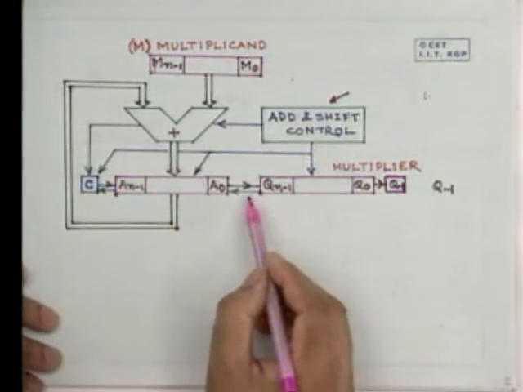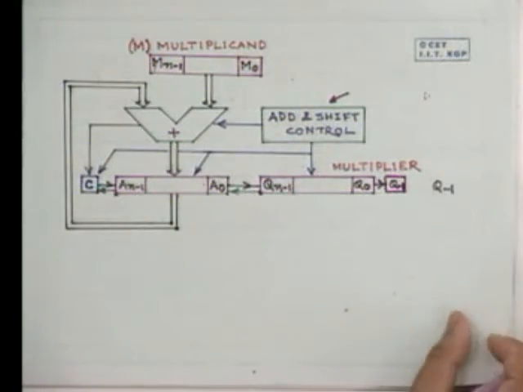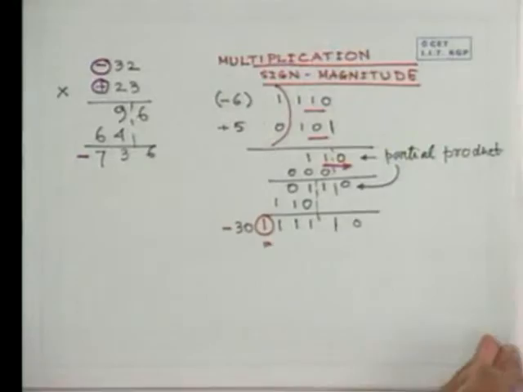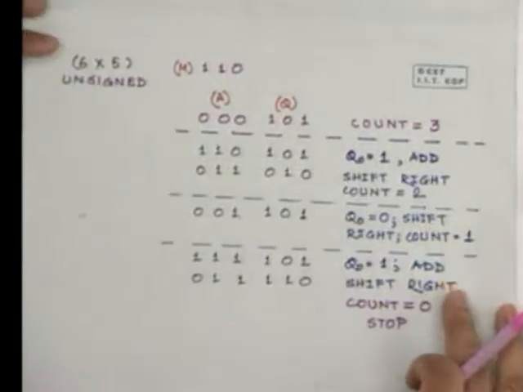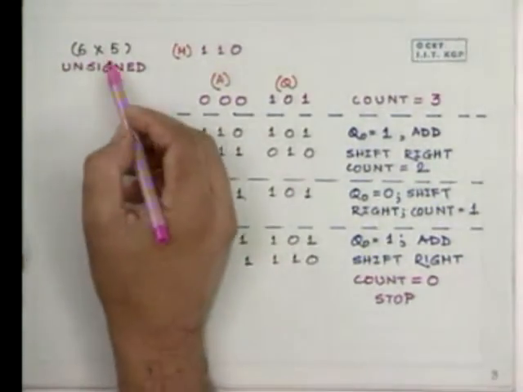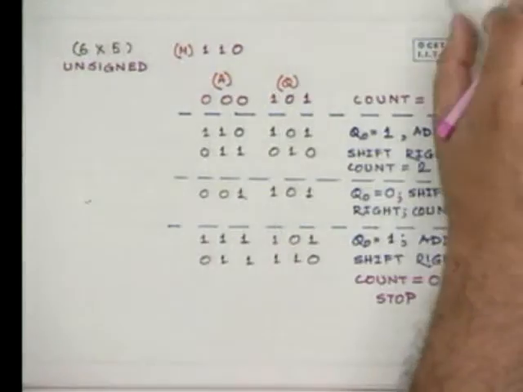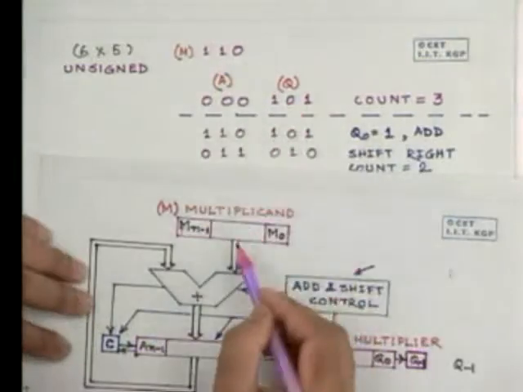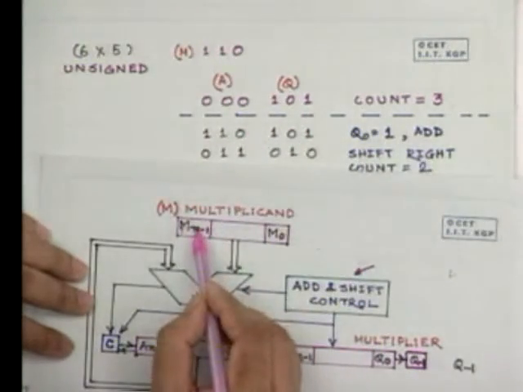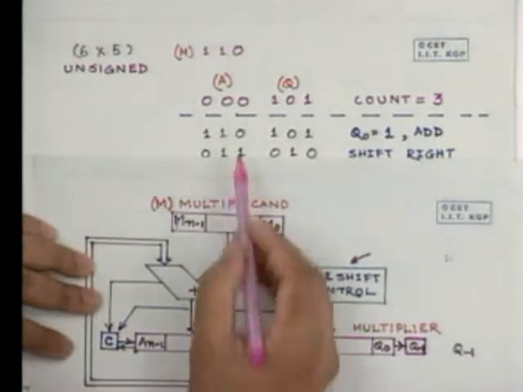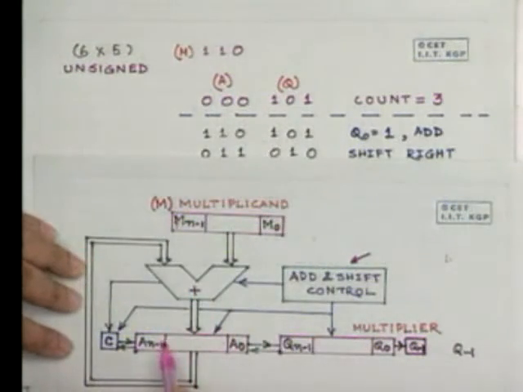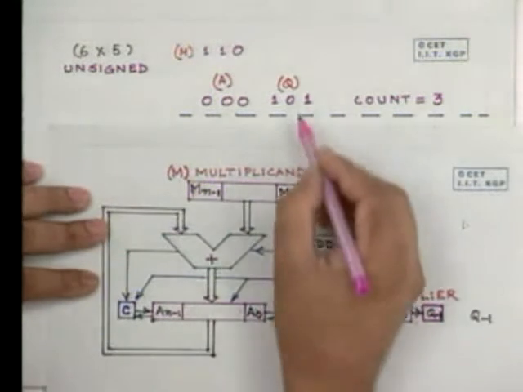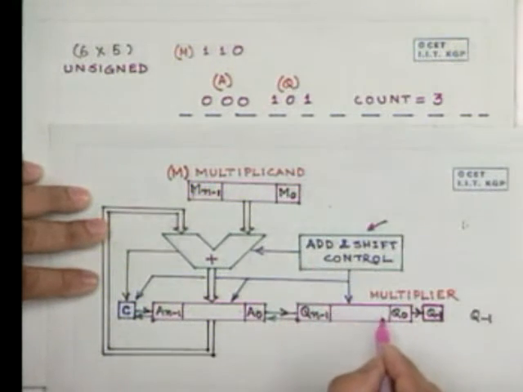But let's forget the division right now. Let us do the multiplication with this simple circuit. Say, let's take two numbers, 6 and 5, unsigned. We have kept M, the multiplicand 6, here: 1 1 0. The A register initially has been cleared. The Q register, 101, has been kept.